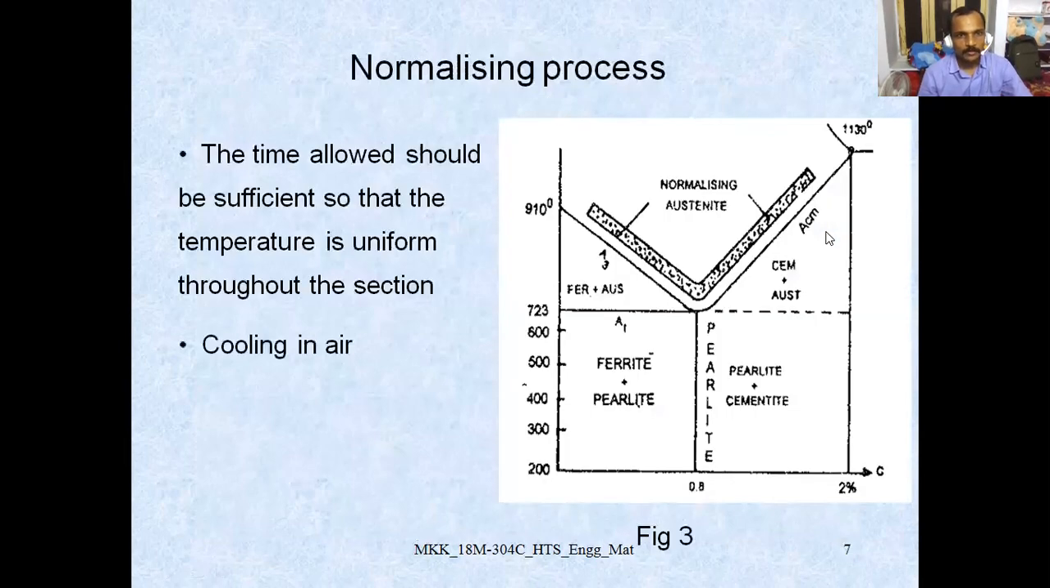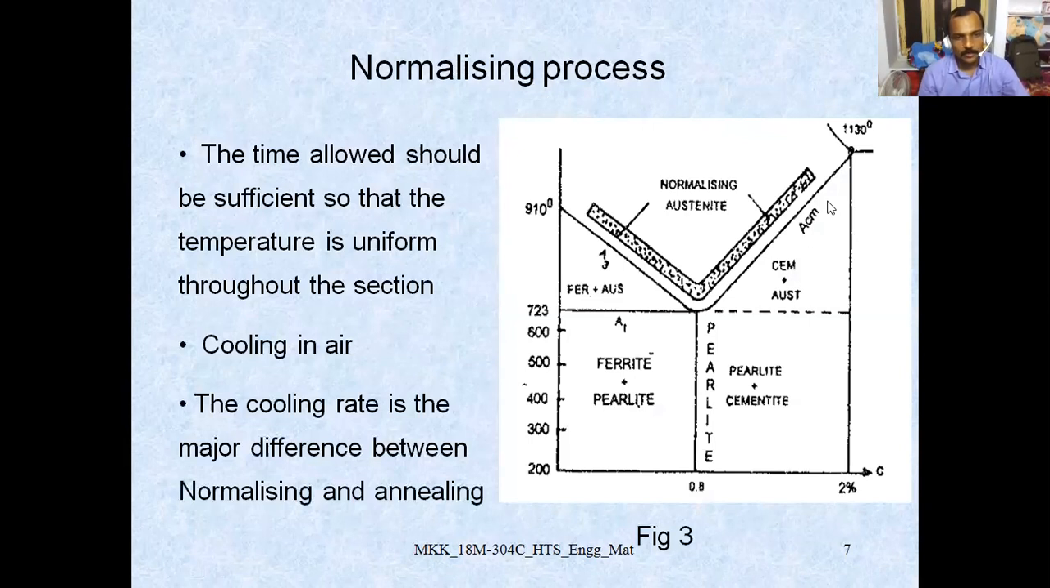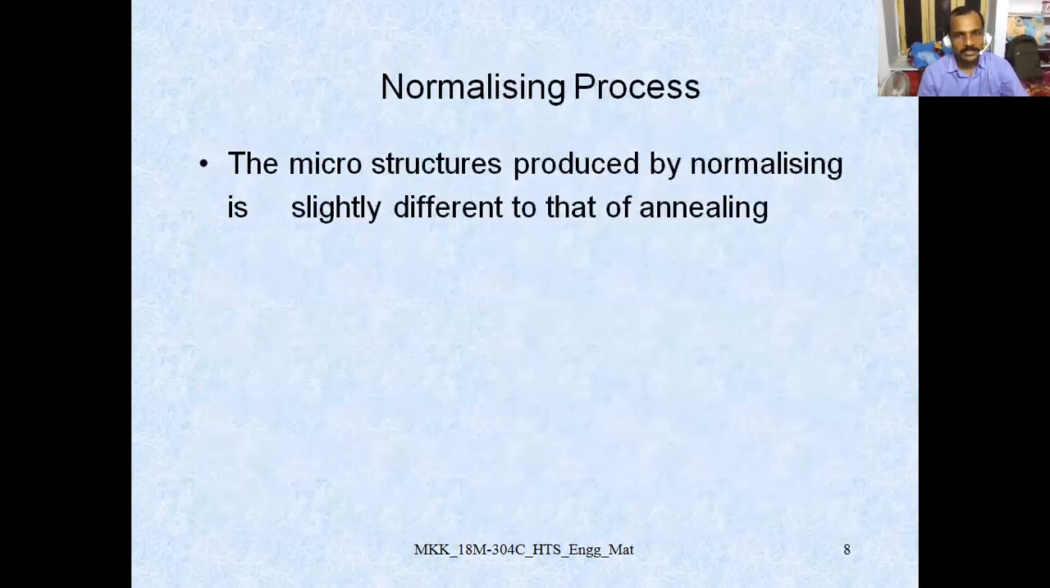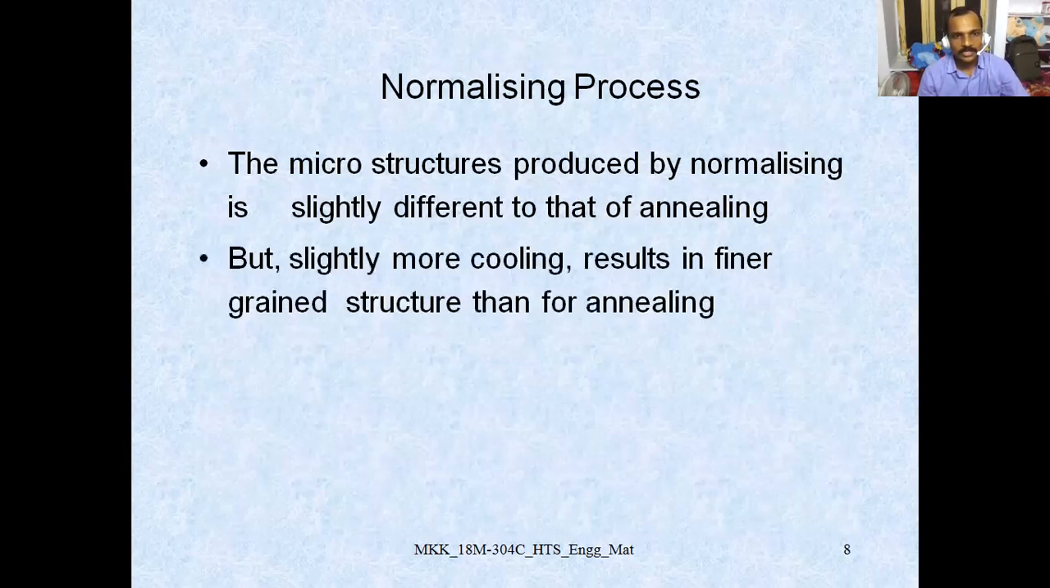The time allowed should be sufficient so that the temperature is uniform throughout the section, and then it is cooled in air. The cooling rate is the major difference between normalizing and annealing. The microstructures produced by normalizing are slightly different from those of annealing. So the microstructure will differ between normalized steel and annealed steel. Slightly faster cooling results in a different final grain structure than annealing.